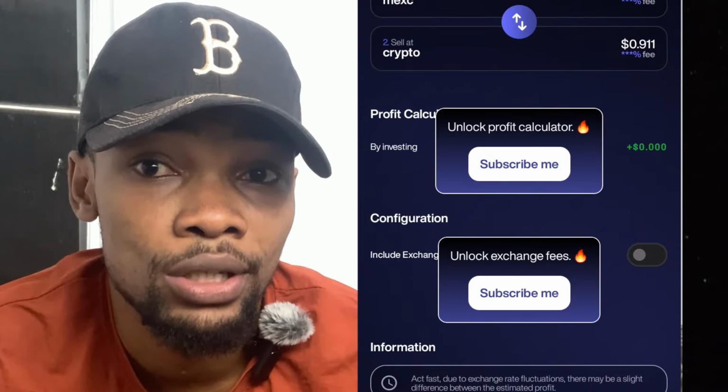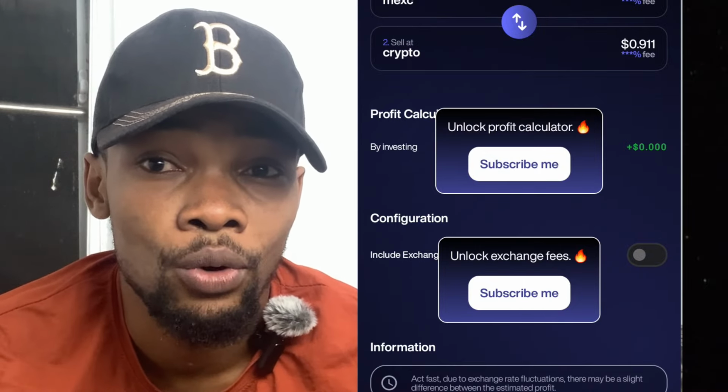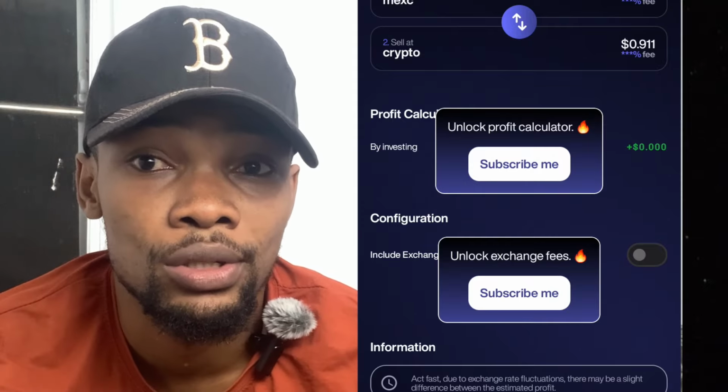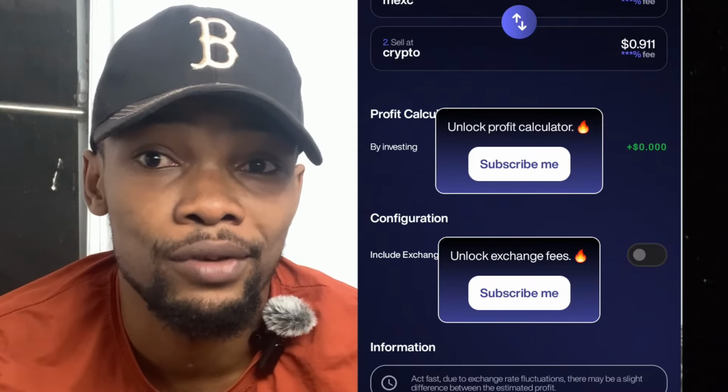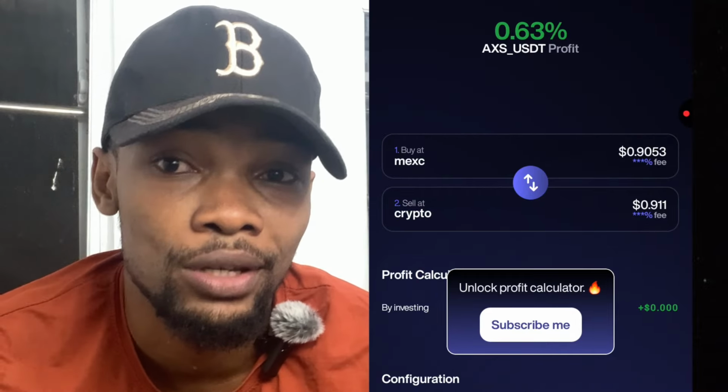So if you're planning to use it, just know that you're going for an arbitrage tool that is not complete, unlike the arbitrage scanner that shows everything you need to understand. I know fees and all those things.